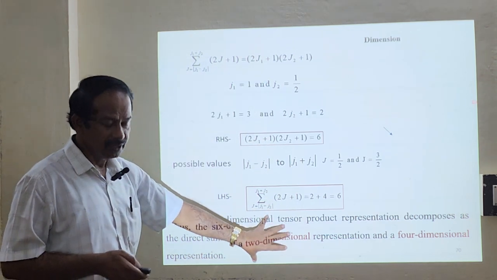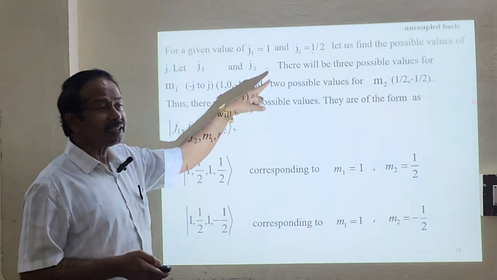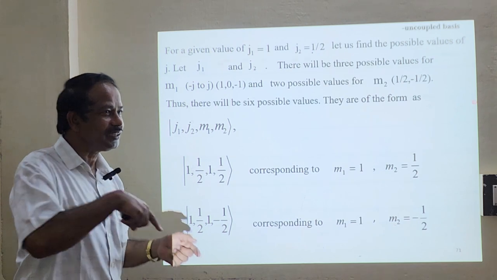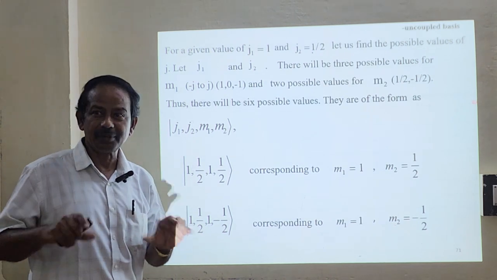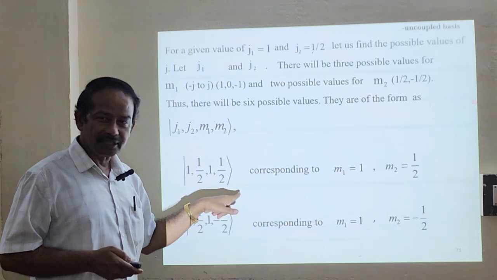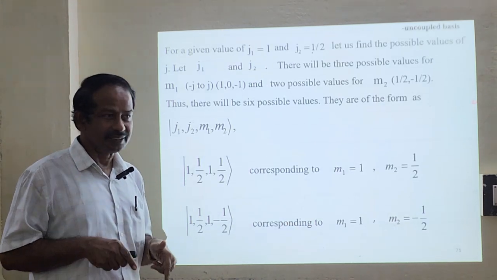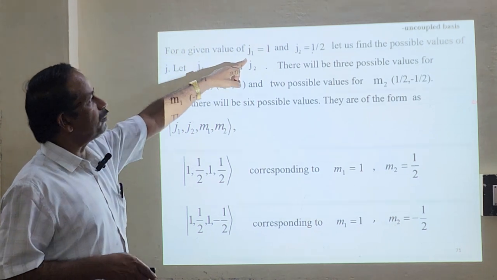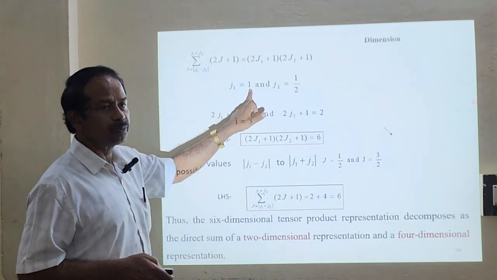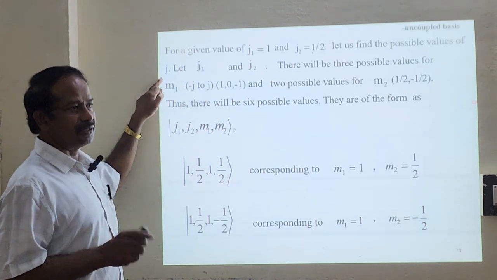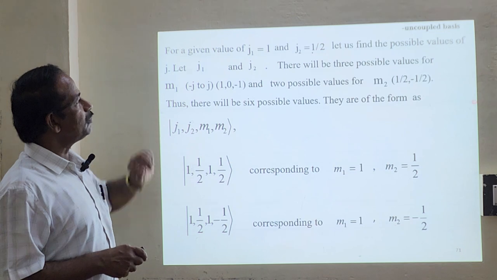Uncoupled to coupled. Now, we are going to look into it in terms of basis, for the uncoupled basis and the coupled basis, whether the bases are the same or not. Earlier we were talking about dimension. Now we are going to talk about basis. Is it okay? So now we will go for a given value of J1 as 1, J2 as 1 by 2. Let us find the possible values.